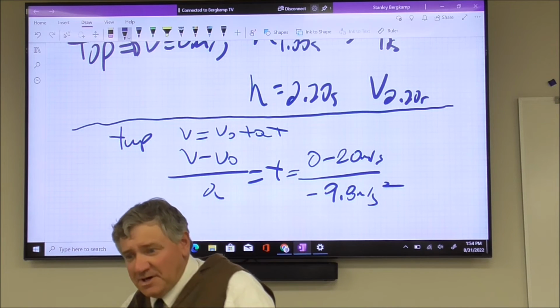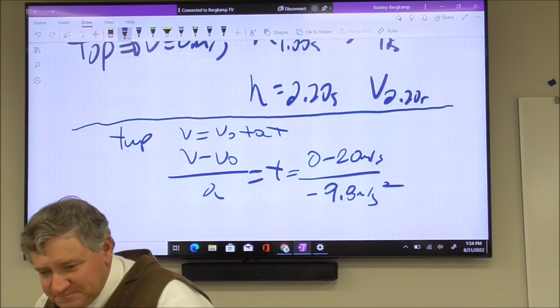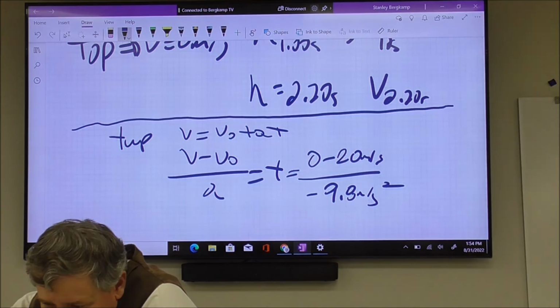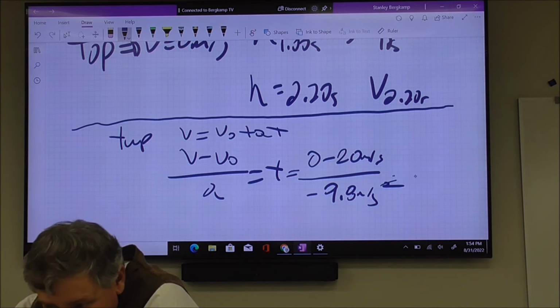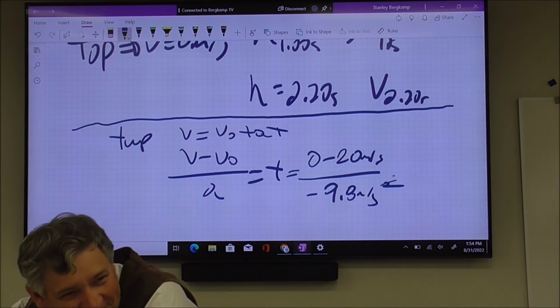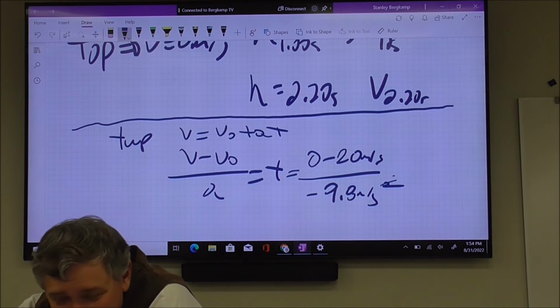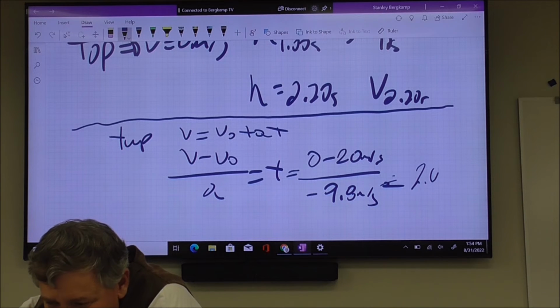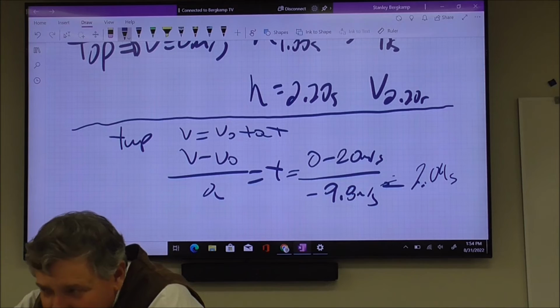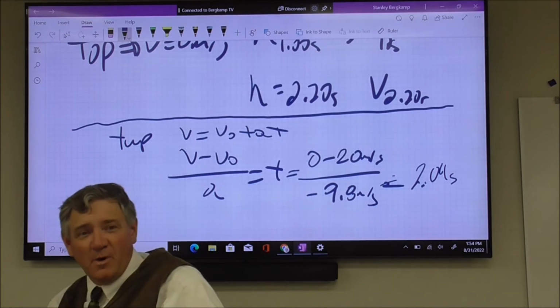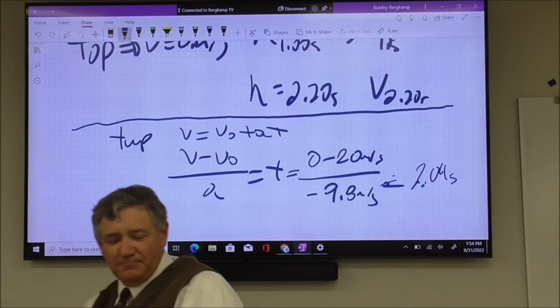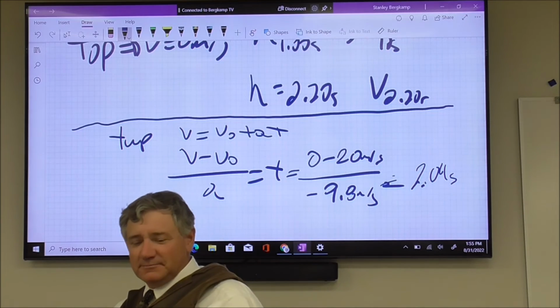So somebody take 20 and divide that by 9.8. About 2. 2.0 something, because it's going to take a while. So 2.04, is that it? Yeah, 2.04. Okay? 2.04 is the technical version of a while, okay?